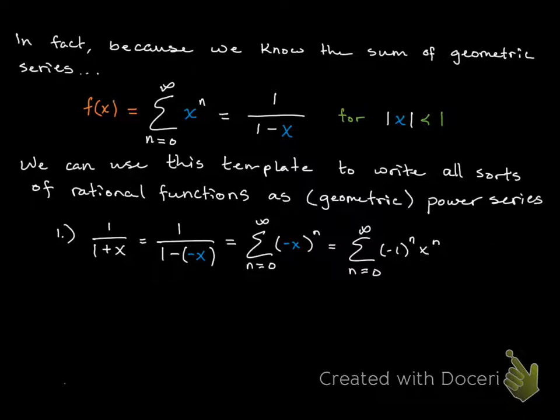So as long as minus x is less than 1 in absolute value, I end up with the same interval of convergence I had before. But it's important to know that as long as x is less than 1 in absolute value, I've got a convergent power series, and I can write this fraction as this power series, or this one.